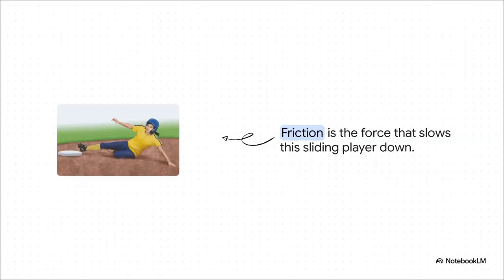And this photo is a perfect example. As this player slides into the base, what's the force that's bringing her to a stop? You got it. It's the friction between her uniform and all that dirt. It's acting in the exact opposite direction of her motion, and that's what's slowing her down.